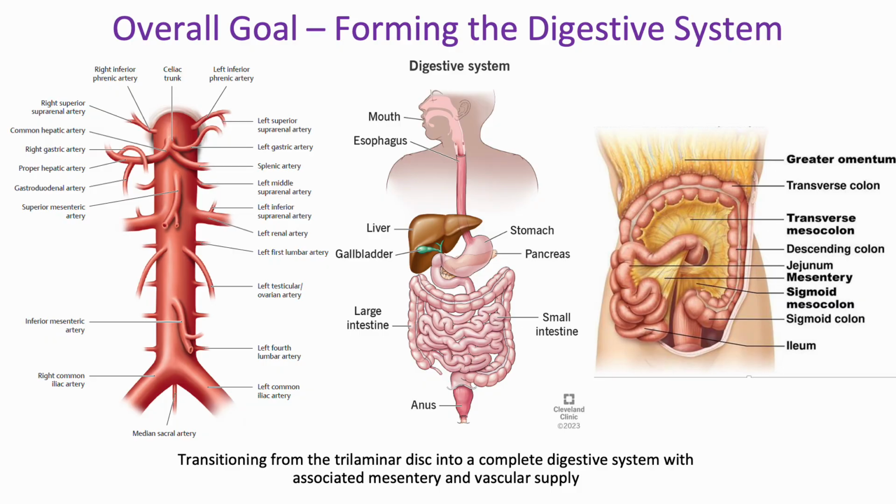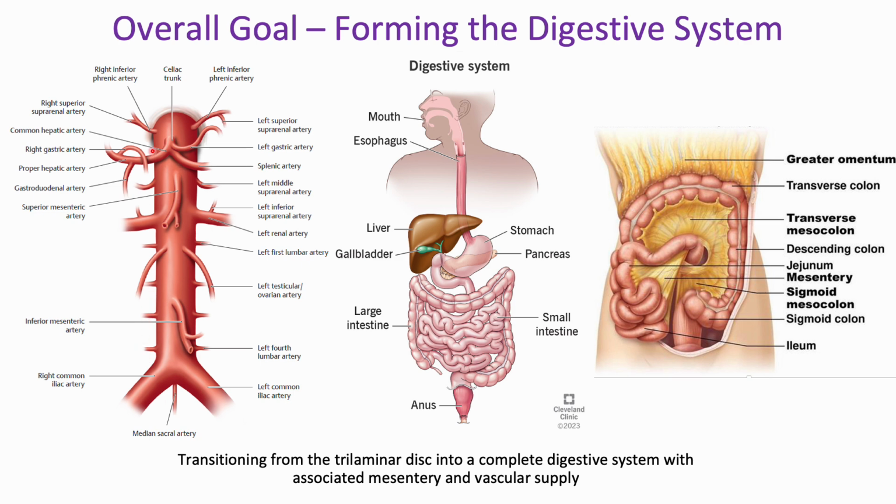Okay, so in forming the digestive system, we're going to be developing all of the organs associated with digestion from the esophagus down through the anus. Because of this, it's really important that we have a strong foundation in adult anatomy, because there's a lot of rotation and movement as this particular organ system develops.